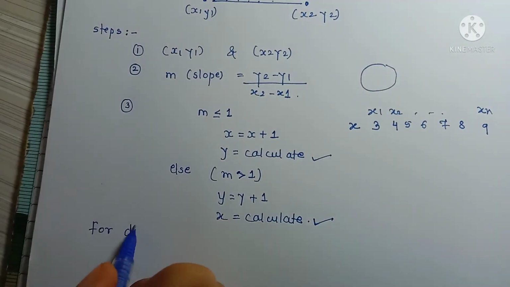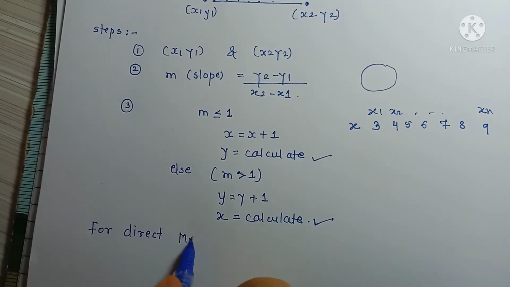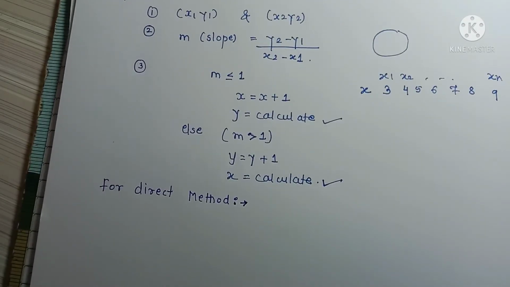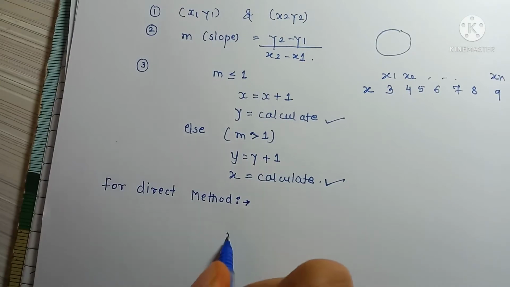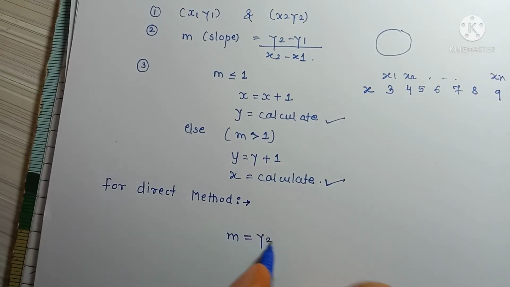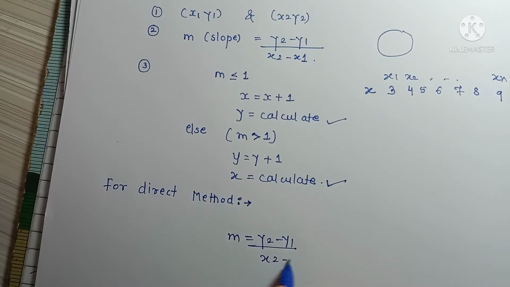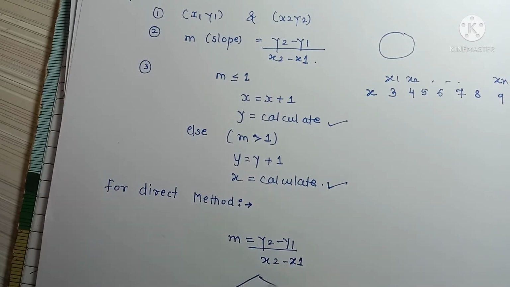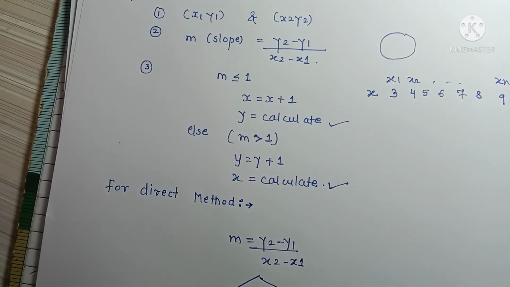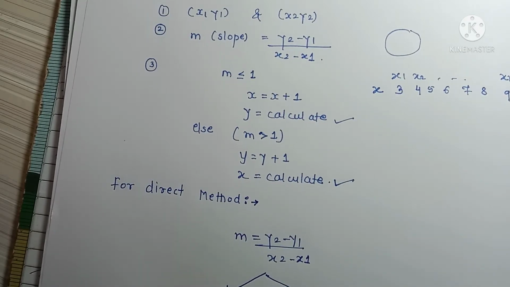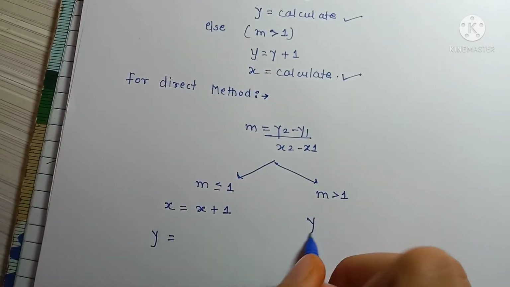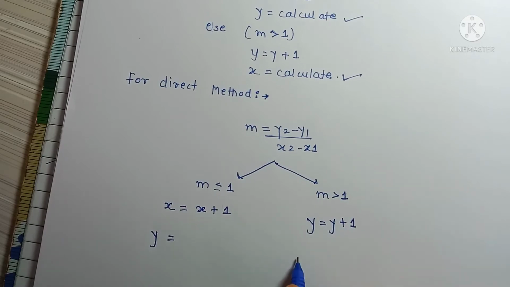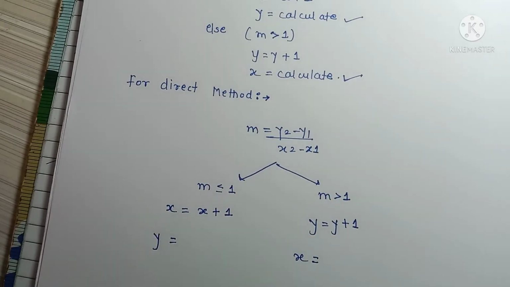So for direct method, we will go very slowly so that you understand each and every concept. For direct method, we calculate the slope, which is y2 minus y1 upon x2 minus x1. Now two choices: if your slope is less than or equal to 1, x will be x plus 1 and y we have to calculate. If your slope is greater than 1, y will be y plus 1, x we have to calculate.